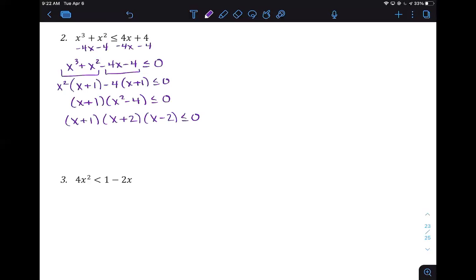Okay, so if we ignore the inequality sign and we set these all equal to 0, what would x equal? X plus 1 would give us x equals negative 1. X plus 2 would give us, and x minus 2 would give us. Okay, so here's what you're going to do. You're going to make a number line and put them in order. So negative 2, negative 1, and 2.